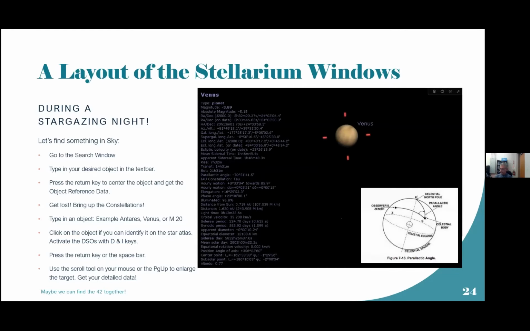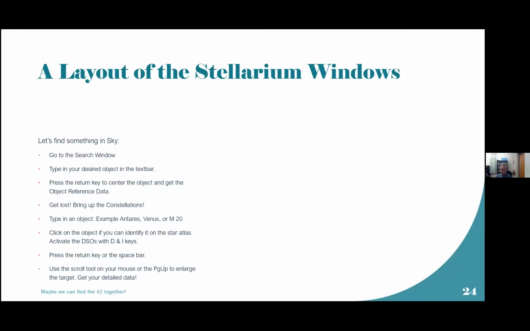I ballooned up Venus. And if you're not familiar with the parallactic angle, right there, it's just the angle from the object compared to the observer's zenith to that of the north celestial pole. And you can always use the Page Up key to enlarge the object, or the Page Down key to make the object look smaller, depending on how much of the sky you want to observe. I'm going to open this up.